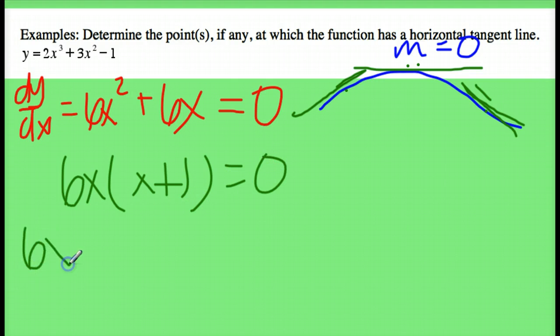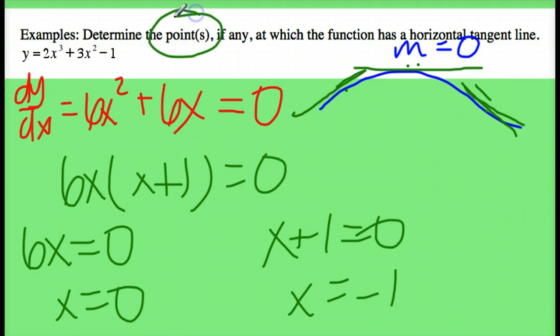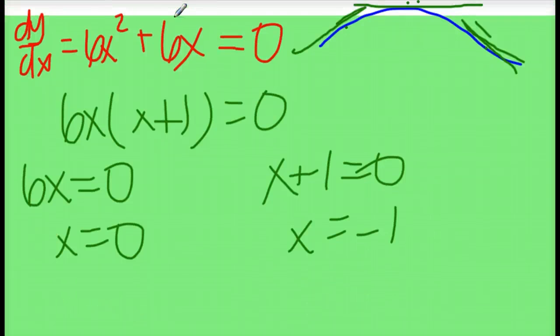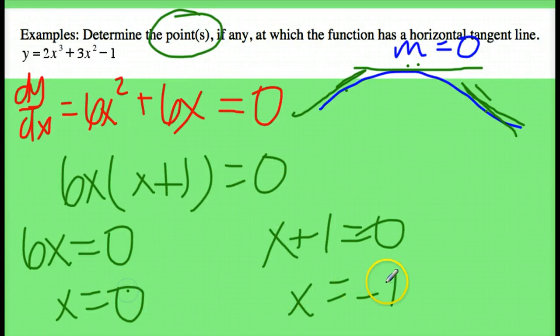So the first one, 6x is equal to 0. That gives me x equal to 0. Second one, x plus 1 is equal to 0. That gives me x is equal to negative 1. And if I read the directions here, it says I need the points. Is x a point? No. A point has an x value and a y value. So what I need to do is plug these numbers into our original equation.